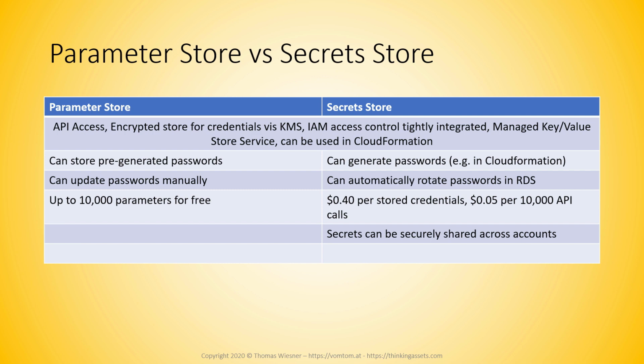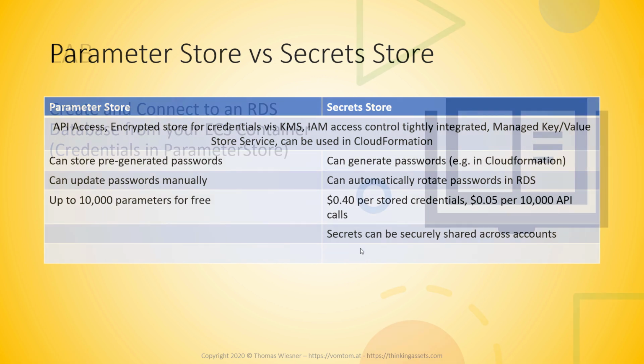In the Parameter Store, you have to update your passwords manually, whereas in the Secret Store, for some services like RDS, the Secret Store can automatically rotate passwords. Now, the Parameter Store is usually free unless you're running very large applications. So if you have up to 10,000 parameters, then it is entirely free at the moment. And the Secrets Store costs you 40 cents per stored credentials. So it's really just a credential store, and another 5 cents per 10,000 API calls. One feature that is unique to the Secret Store is also that you can share your secrets with other accounts securely. So if there's another AWS account, then you can share your secrets with those accounts as well.